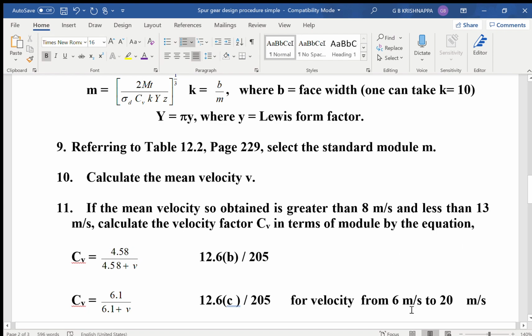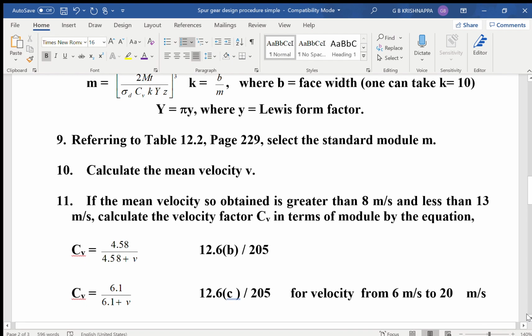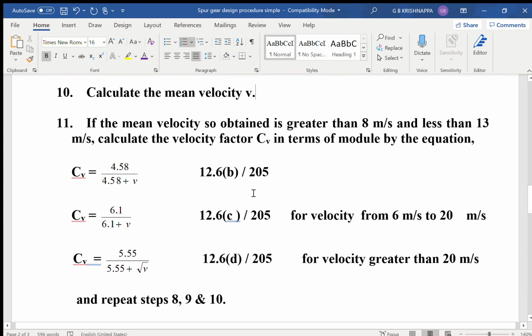If the velocity is from 6 meter per second to 20 meter per second, or greater than 13 meter per second, you can use CV is equal to 6.1 divided by 6.1 plus V. If the velocity is greater than 20 meter per second, use velocity factor CV is equal to 5.55 divided by 5.55 plus square root of V. This equation generally is used for gears which are made of hardened steel and ground and lapped, precision gears.